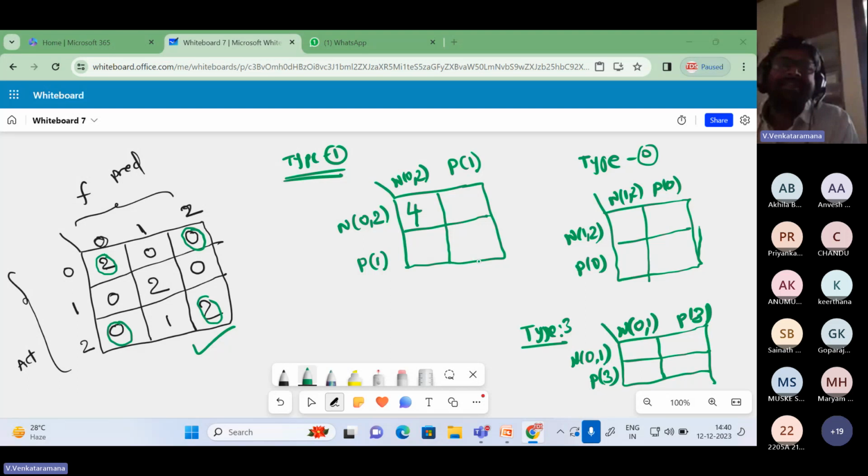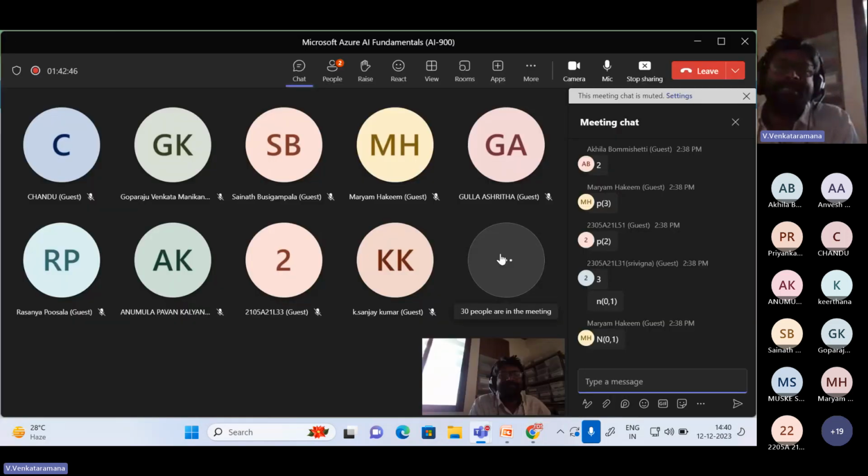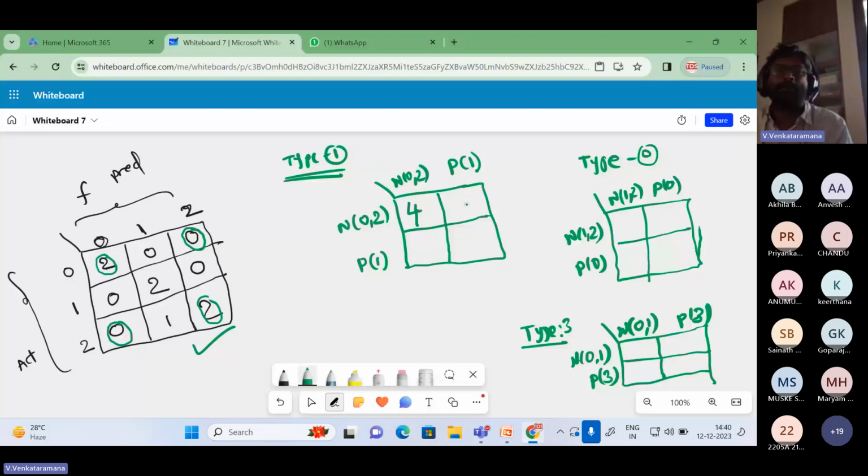Now, can anyone tell what will be the value in this cell? I will do it for the first cell, and you have to give the answer for the remaining. For this cell, 0, 1. How many 0, 1 are there? 0, 1 means actually 0 and predicted 1. How many are there? I will change the color. This one is 0, 1, and this one is 2, 1. So 0 plus 1, that's equal to 1 only. Okay.